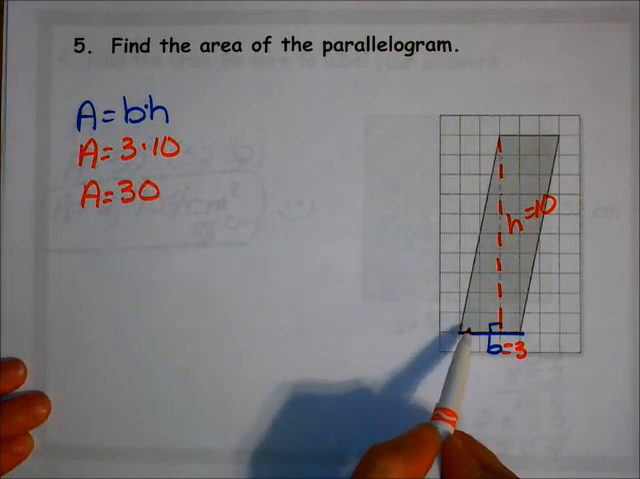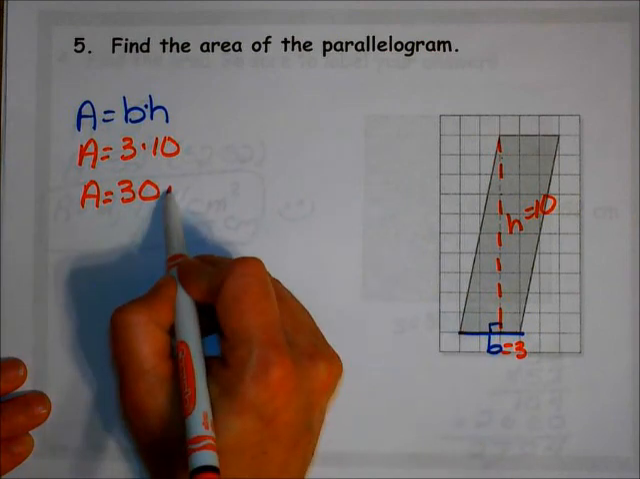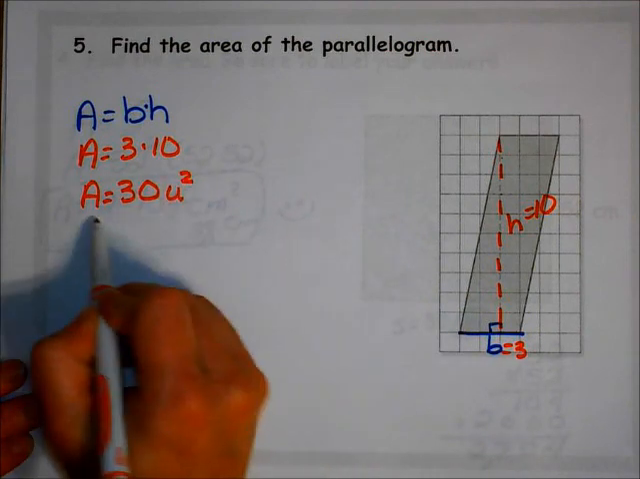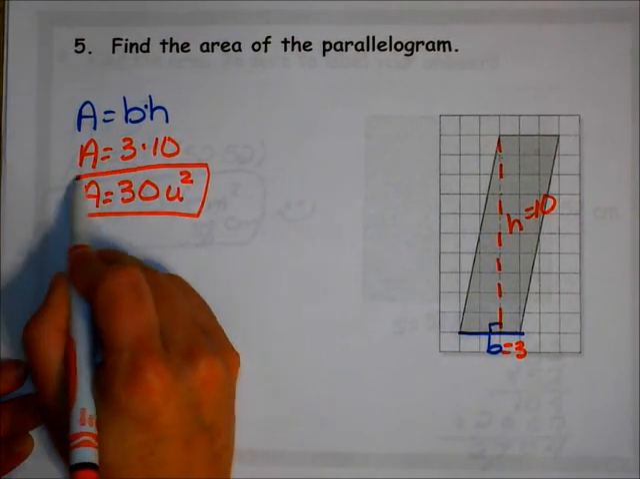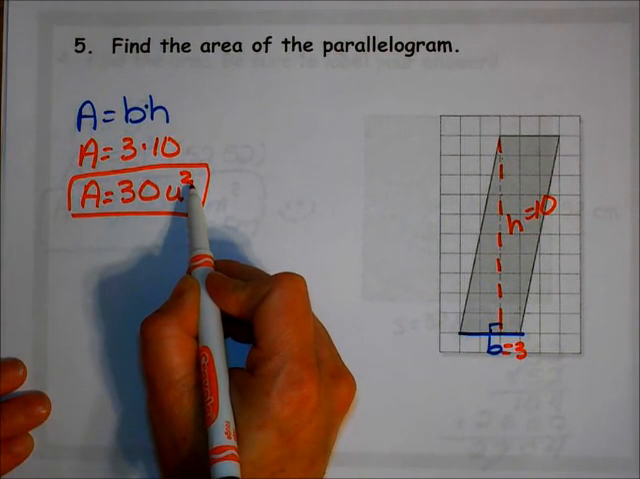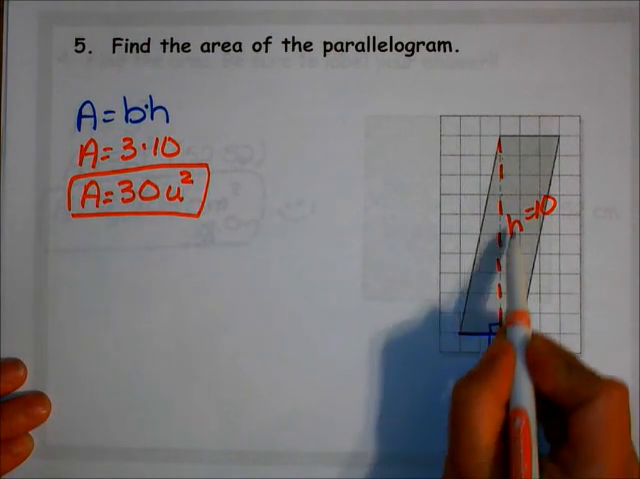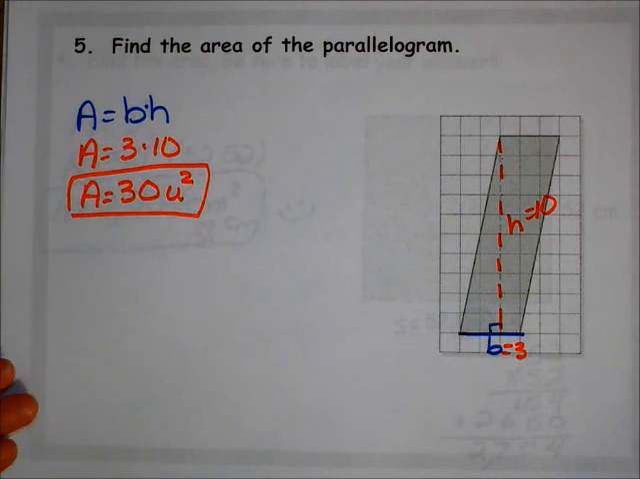I don't know what unit we're using to measure, so I'm just going to use a U for unit. And since it's area, it's going to be units squared because it's how many squares it takes to fill the inside of a shape.